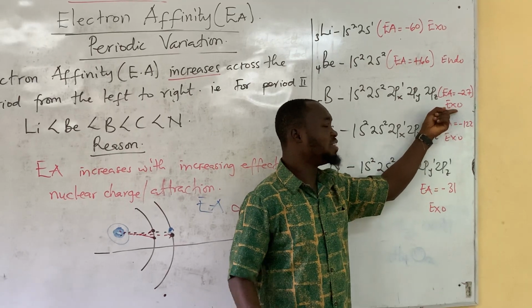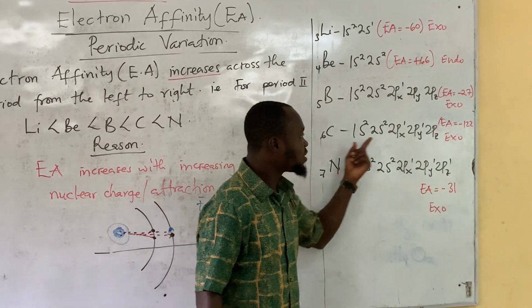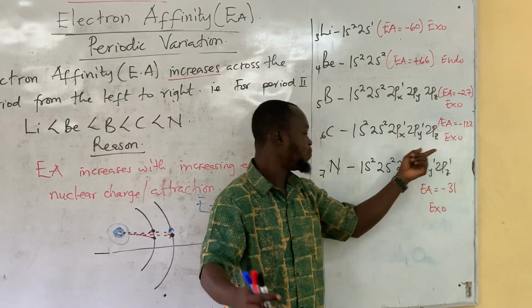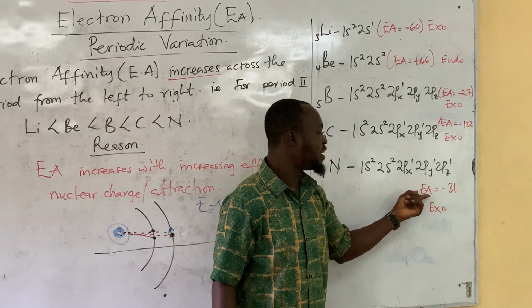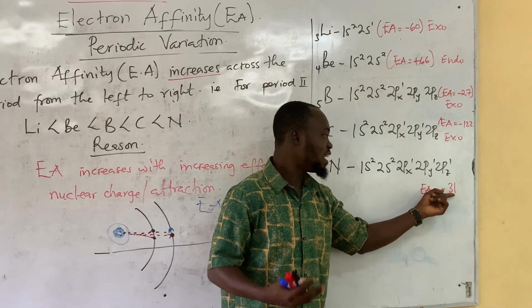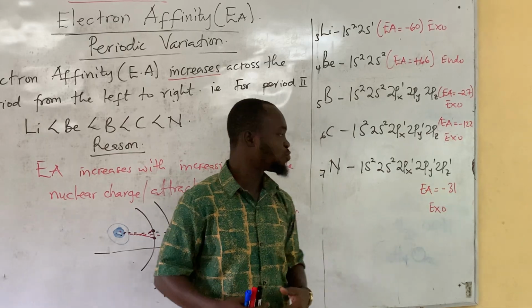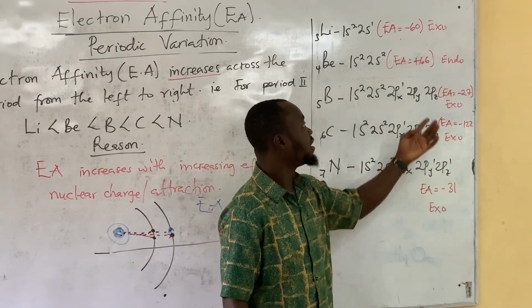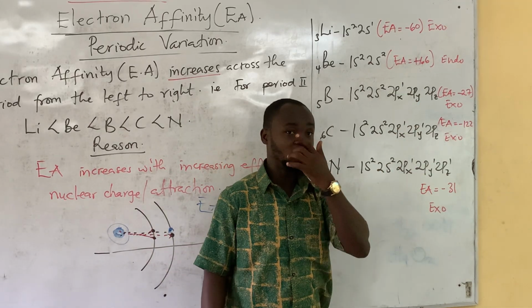It means energy is released. For carbon, EA of negative 122. Energy is released, exothermic. Nitrogen, EA of negative 31. That means energy is also released. Why the negative EA value and why the positive EA value?